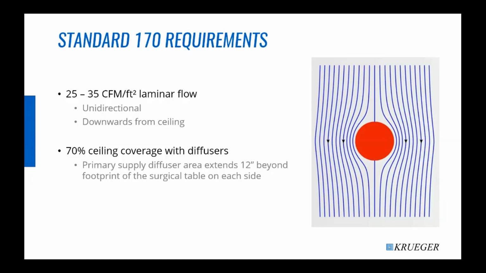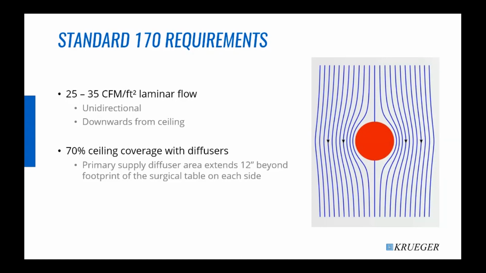In addition to the air velocity requirement, ASHRAE 170 dictates that at least 70% of the primary supply diffuser array consists of diffusers. Again, the primary supply diffuser array is that area that extends 12 inches from each side of the surgical table. So of that area, at least 70% would need to provide air distribution. The remaining 30% can be made up of non-diffusers, such as lights, surgical booms, access panels, etc.